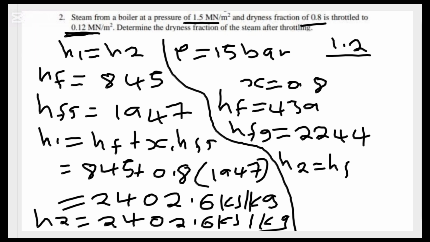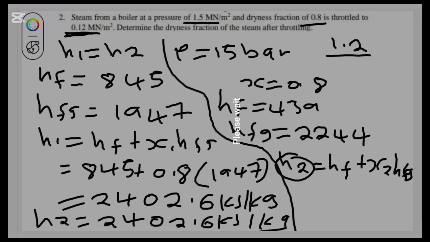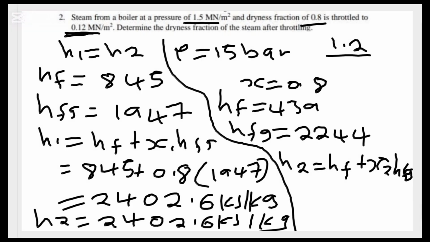And the next thing that I'm going to do, I have to say h2 should now be equal to h of f plus x2 h of fg. You have to take note that I already have h2, because I said h1 is equal to h2, since throttling is an isenthalpic process. So I'm looking for x2 now.